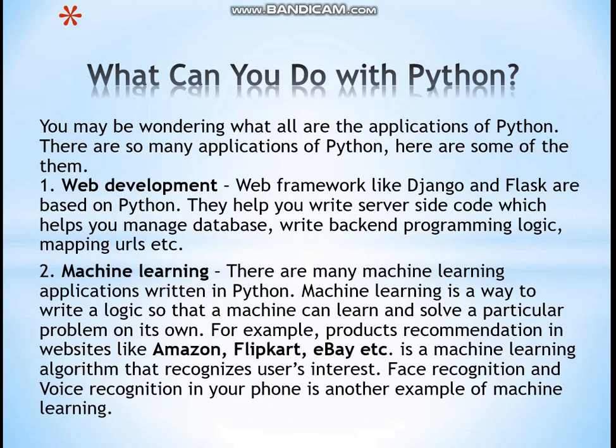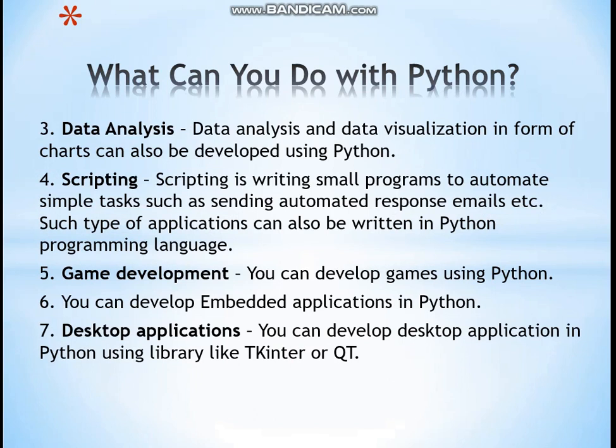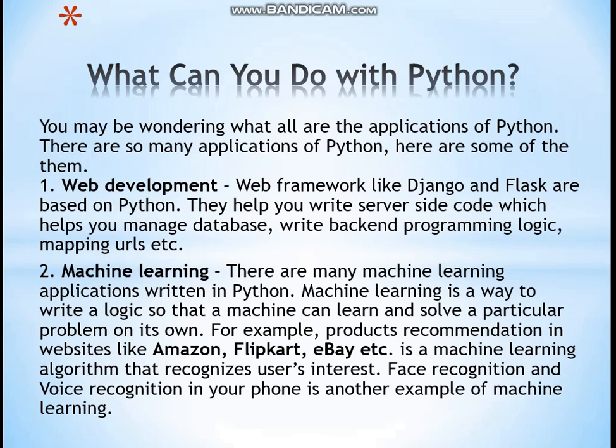Okay, what can we do with Python? We can develop web applications, standalone applications, machine learning, game development, data analysis, and scripting. For web applications, web frameworks like Django and Flask are based on Python. They help you write server-side code, manage databases, write backend logic, and map URLs. For machine learning, there are many machine learning applications written in Python. Machine learning is a way to write logic so that a machine can learn and solve a particular problem on its own.